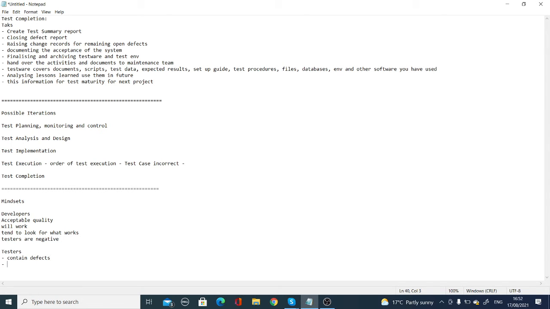Whatever quality software you give to the testers, they will say it will have defects. It won't work. As a tester, whatever quality software is delivered, the tester will say it won't work. We tend to look for what does not work. Testers always look for what does not work.